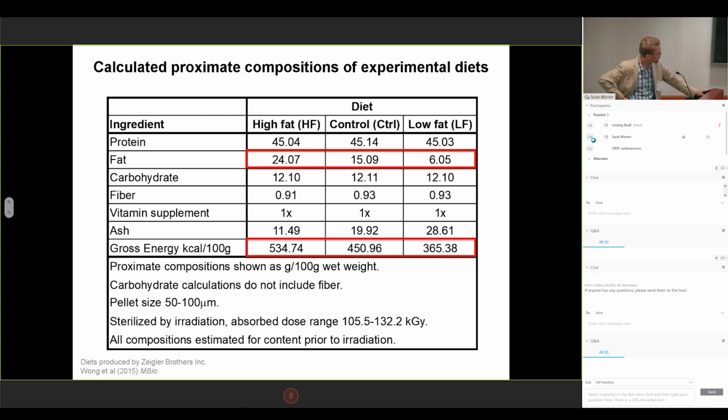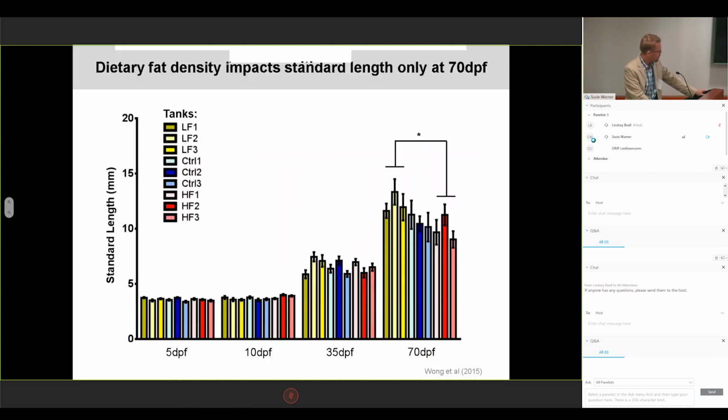So you can see in this panel here, we have a high-fat diet control and a low-fat diet. You can see the amount of dietary fat shown. And of course, we were not able to keep these isocaloric, and so the high-fat diet is also a high-calorie diet. Again, we looked at gut and water microbiomes using 16S rRNA gene sequencing. The impact of these diets on zebrafish growth is shown here at the different ages that we analyzed. It really wasn't until 70 days that we saw an impact of dietary fat on standard length. In this case, the high-fat diet impaired somatic growth at 70 days, with the low-fat diet having a higher standard length.